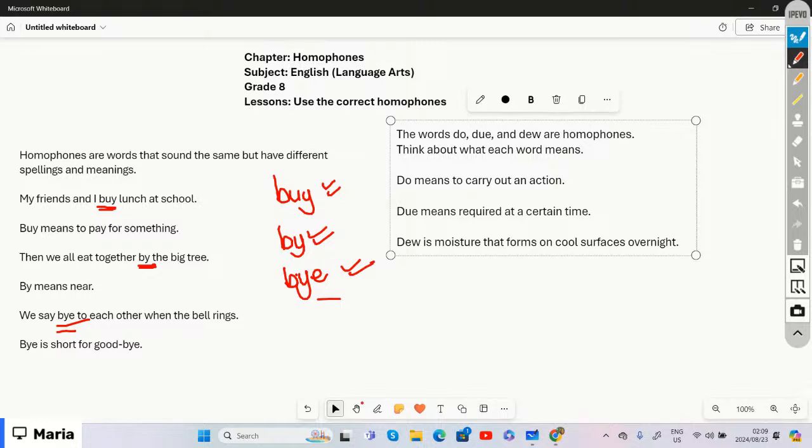So all three of these words, once again, sound the same, but they have different spelling. And that is why I specifically spelled the words, and the meanings of the words are different. So they have different spellings and they have different meanings.